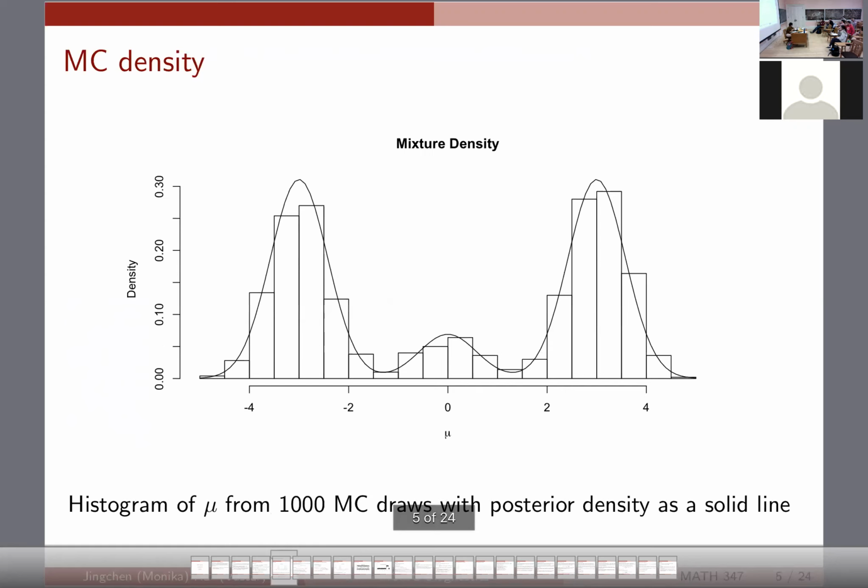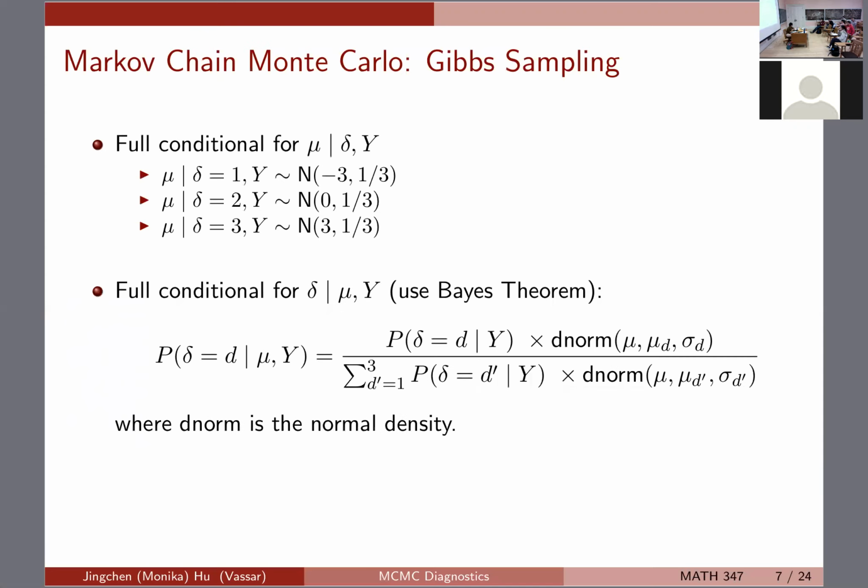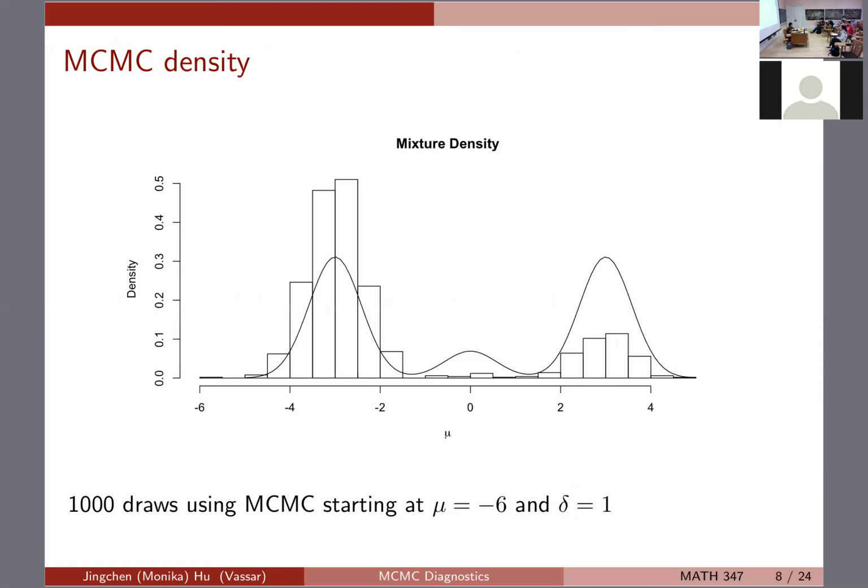And if we're going to do Markov chain Monte Carlo, the Gibbs sampling, this was the full conditional for both cases. This is the example that I gave. If you start with the starting value -6 and delta is 1, then this will be the sampling of 1,000 draws. So definitely not good, too much stuck in the first component, right? Too little in the second and the third, especially the third. So we were trying to use this example to figure out what went wrong.